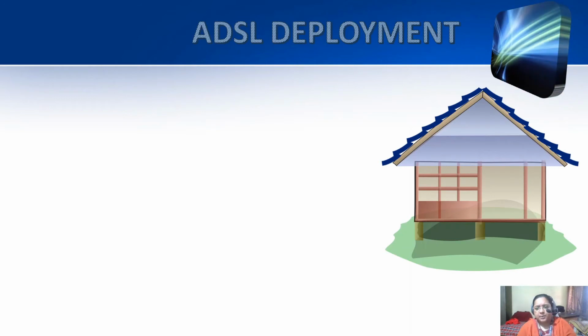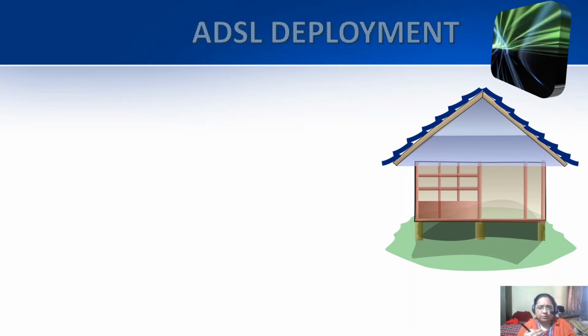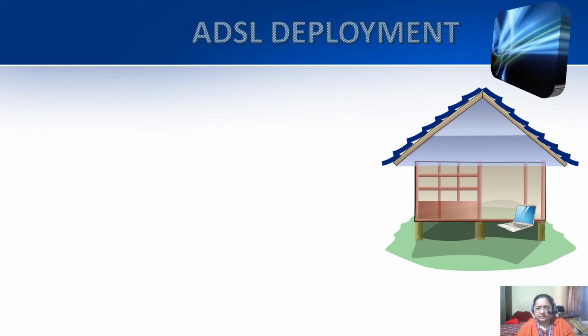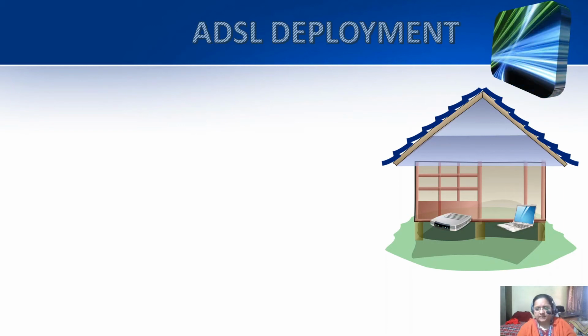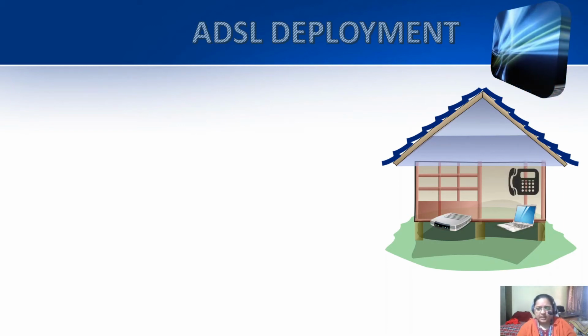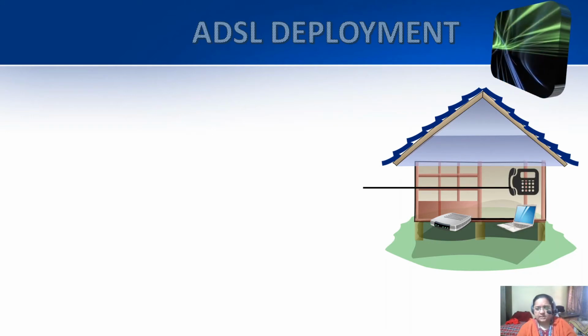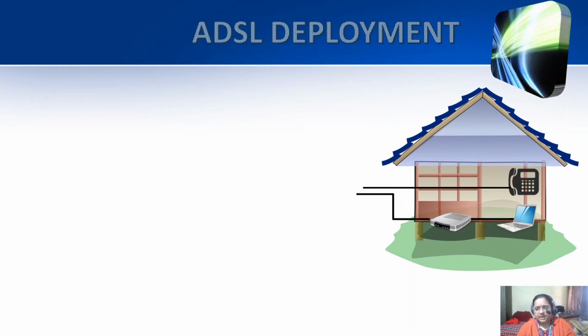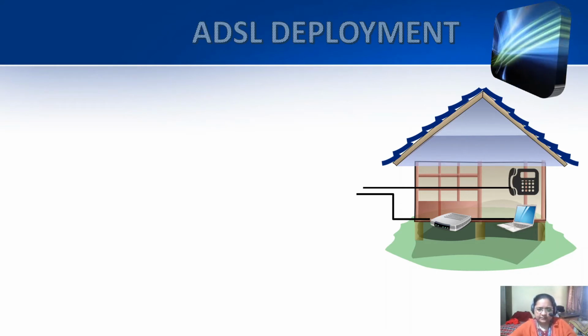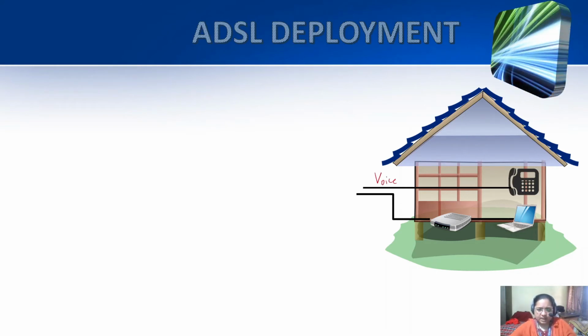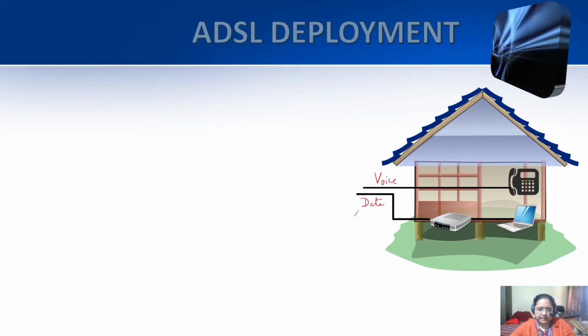Let's see the ADSL deployment, how a domestic subscriber gets a connection. This is our house, and we normally own a laptop, and this is the ADSL modem, and we would also have a phone line. The laptop is connected to the modem. You can see that this is the voice line and this is the data line which carries the internet.